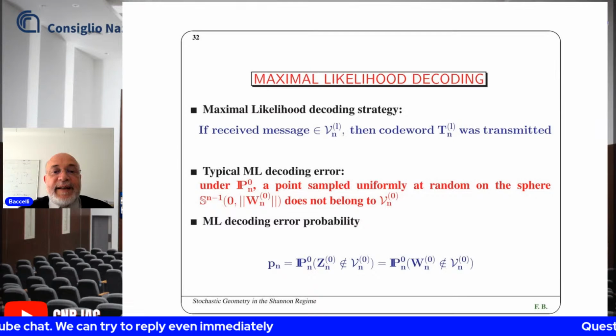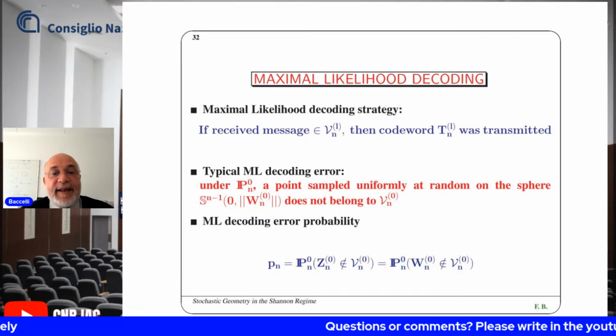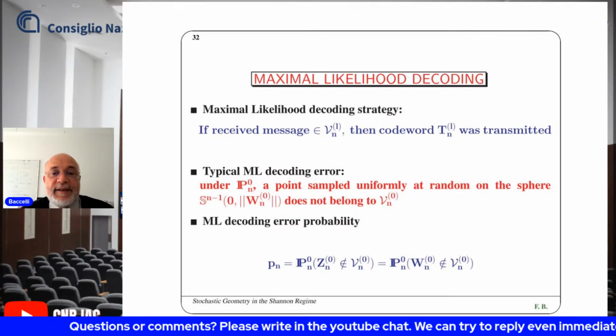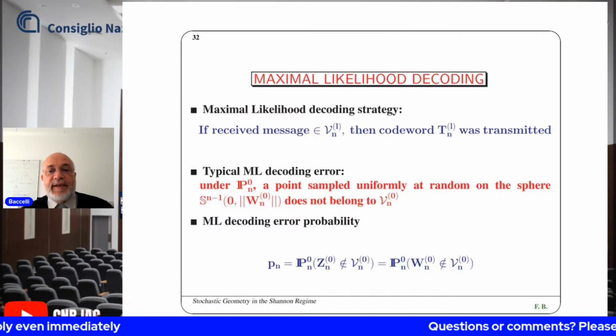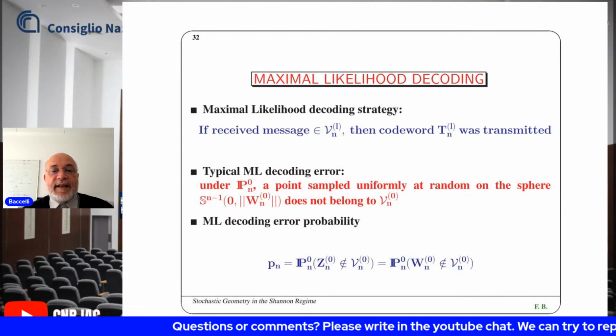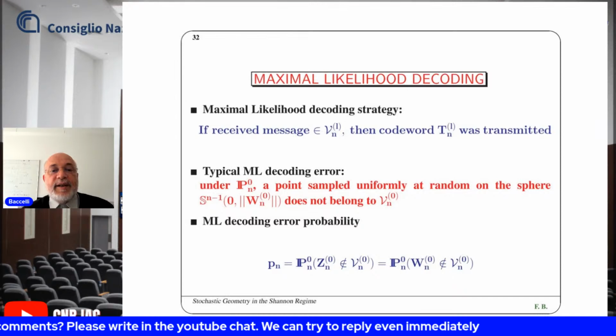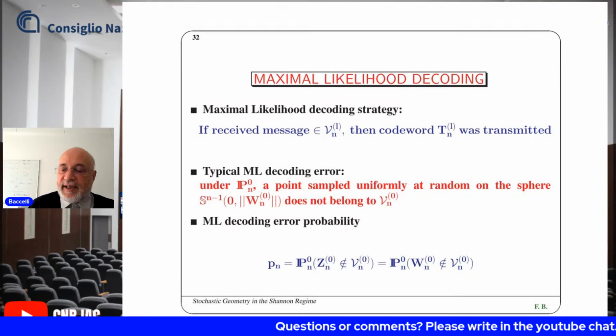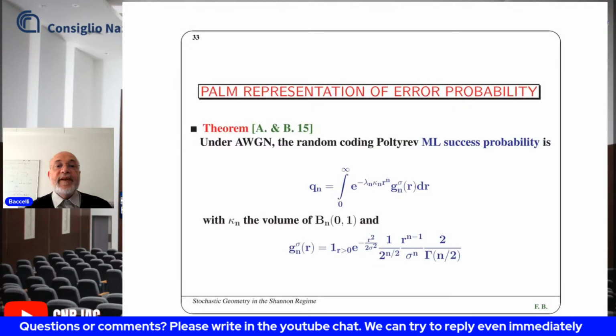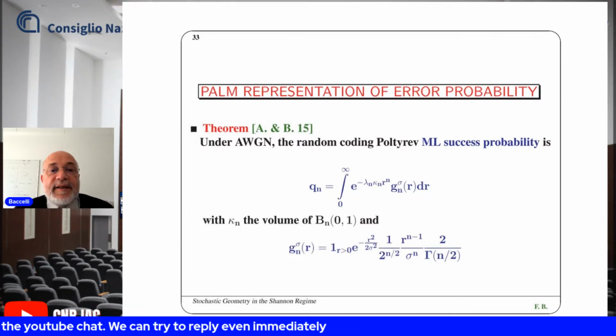And the maximum likelihood decoding error probability is nothing else than the chance that the blurred code word of the origin, which is the W0 vector, does not belong to the Voronoi cell under the Palm distribution of the origin. That's what I just said, right? Maximum likelihood, you're under Palm, you sit at W, you check what is the closest code word, right? And you fail if this blurred code word, W0, does not belong to the Voronoi cell of the point which is the code word, zero.